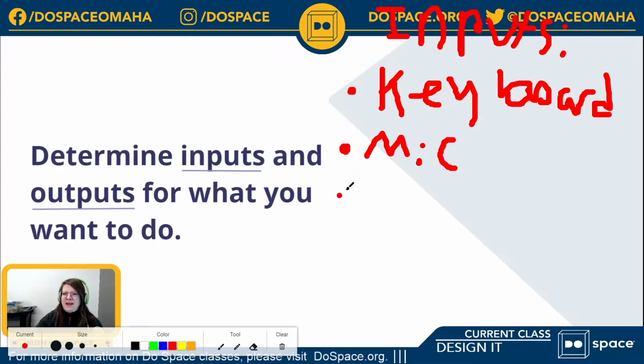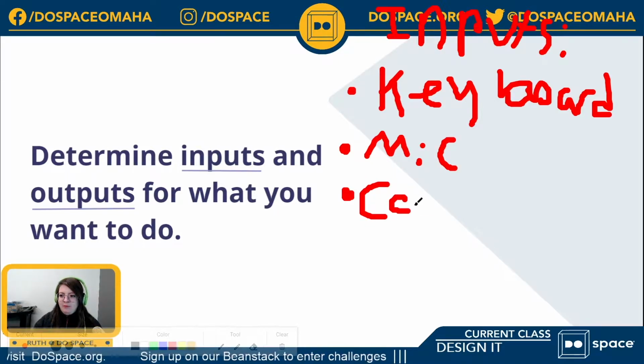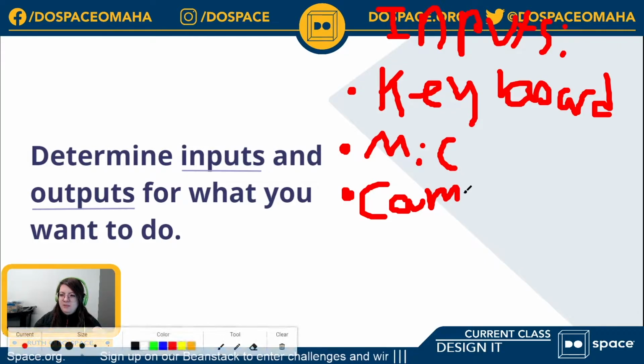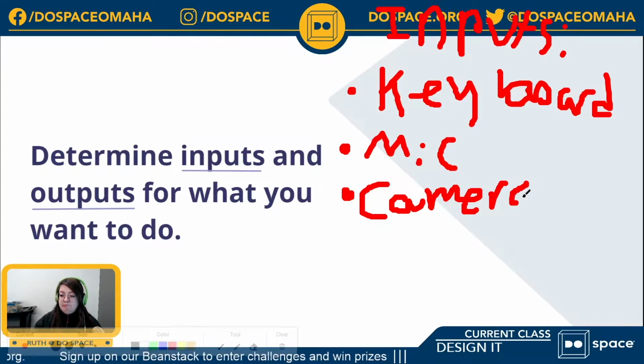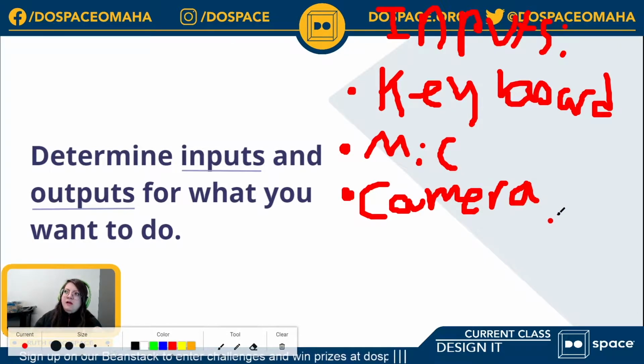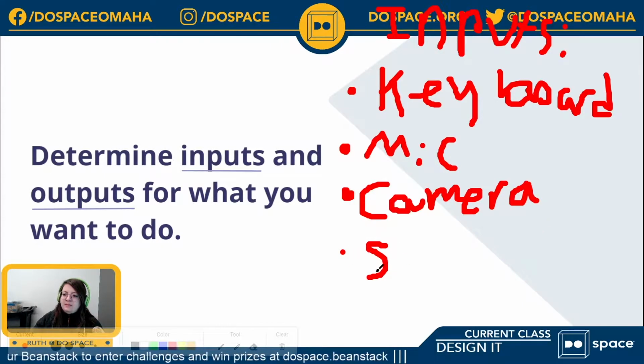Now there's a question about cameras. Are they inputs or outputs? They're actually inputs, because it's taking data, what it sees, and then outputting it through the screen. So maybe we need a camera. Do we need sound? We want to be really accessible, so we probably need some type of speaker.